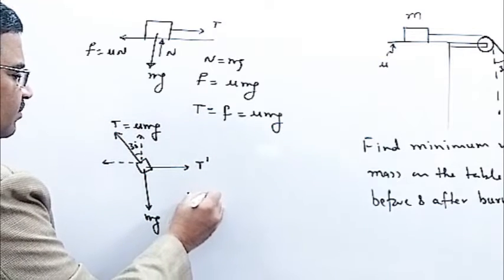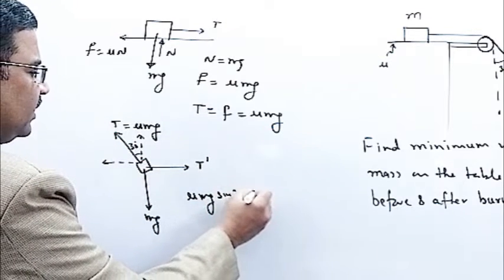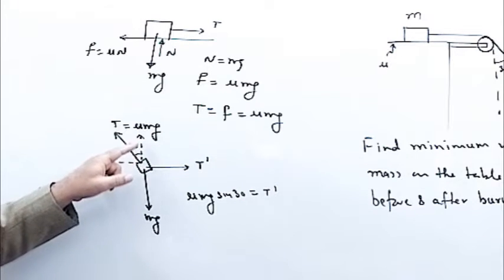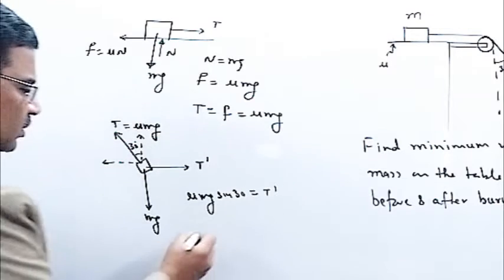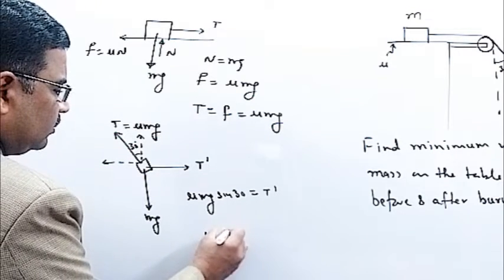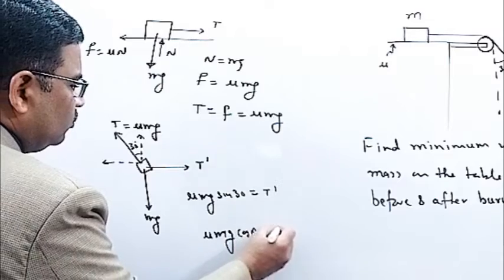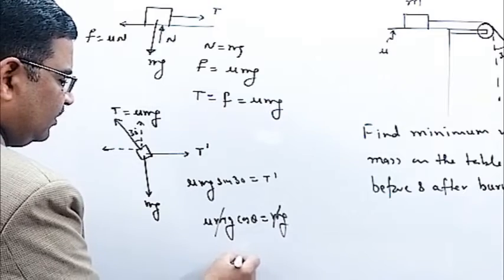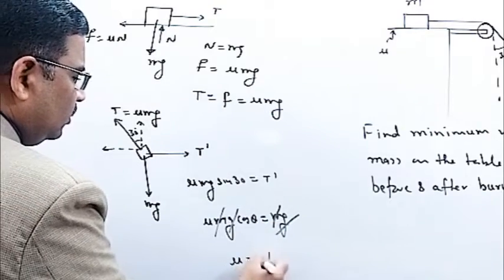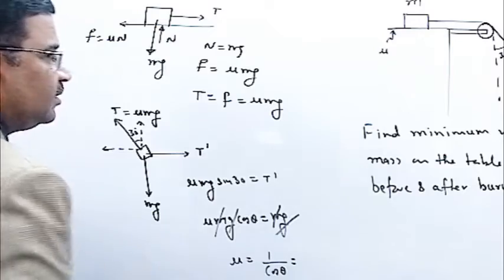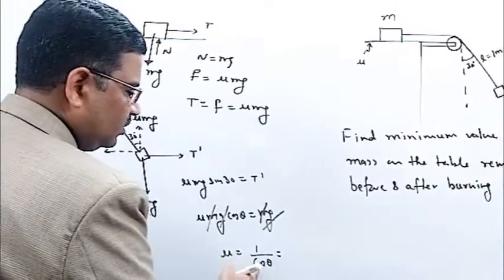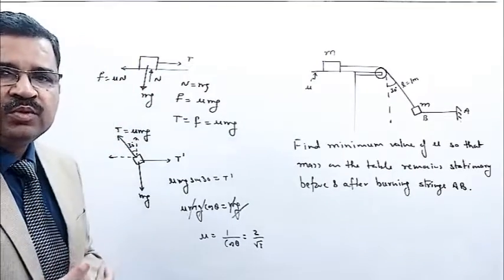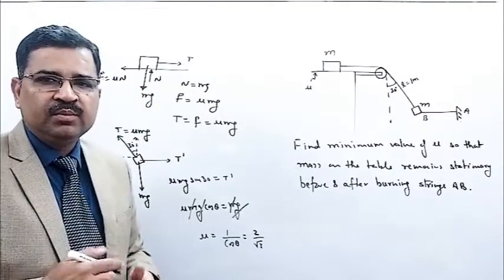which is balanced by T dash. And this vertical component of mu mg is mu mg cos theta, which is equal to mg. So mu mg cos theta is equal to mg. Now this m and this m cancel, and g is also cancelled, so I get the value of mu as 1 upon cos theta, and theta is given as 30, so cos 30 is root 3 by 2, so this value is 2 by root 3. This is the first value of mu that we have got using the equilibrium concept.